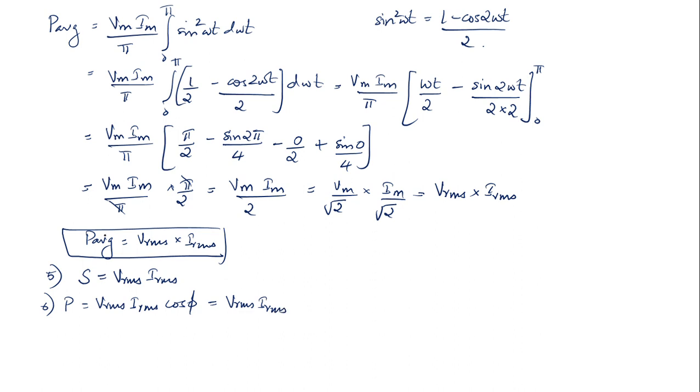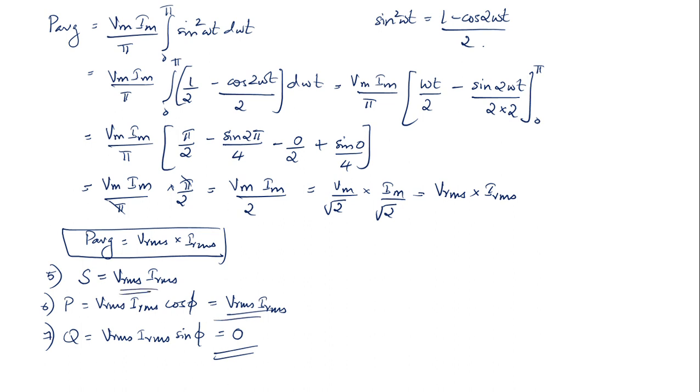So again you can see over here your P average and P is also the same. Then finally you are having the reactive power. Reactive power is given by Vrms, Irms, sin phi. So the value of phi is 0, so you have sin 0 is 0. So you have the reactive power is 0.